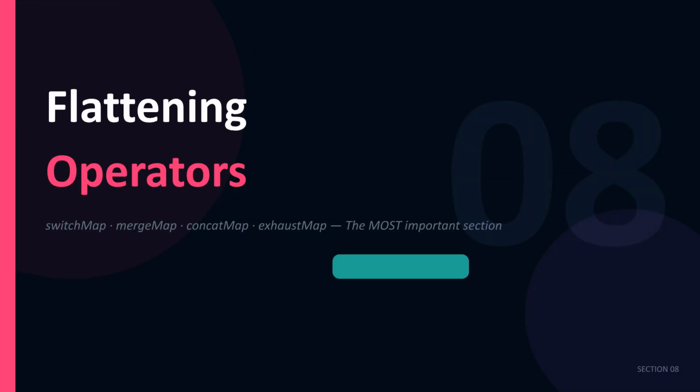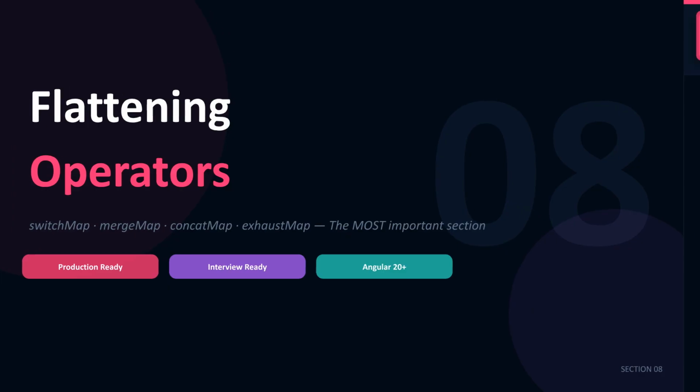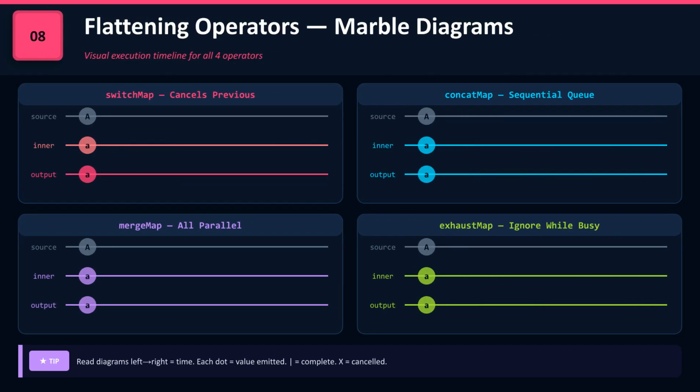Section 8 covers flattening operators, switchMap, mergeMap, concatMap, and exhaustMap. This is a critical section, often considered the most important topic in RxJS. These marble diagrams illustrate how each flattening operator handles concurrent inner observables. SwitchMap cancels the previous inner observable. ConcatMap processes inner observables sequentially. MergeMap runs all inner observables in parallel. ExhaustMap ignores new source values while an inner observable is running. Remember, you read the diagrams left to right as time.